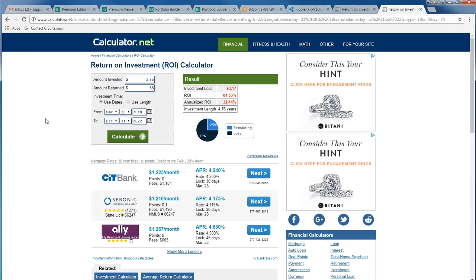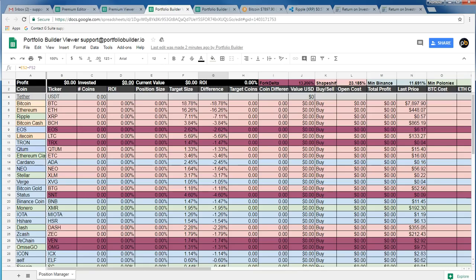Now, I'm not saying to go all in on Ripple. If we go back to our spreadsheet, Ripple's one of the highest traded coins, the third largest position in our portfolio. Even in the super risky strategy, I still only have 7% of my portfolio risked in Ripple.